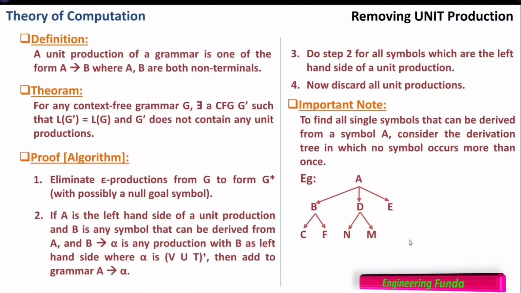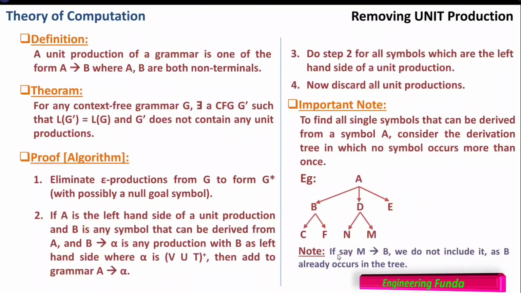Now let's say that there is some grammar given and we have made this derivation tree for a non-terminal A. Here we can see that A derives B, D and E. They might not be unit productions. They may be unit productions, but it is not compulsory. Same way, B derives C and F, D derives N and M.